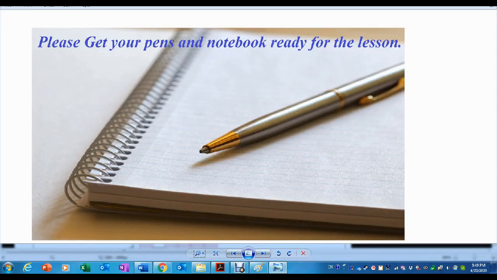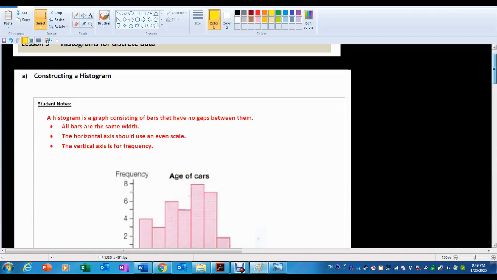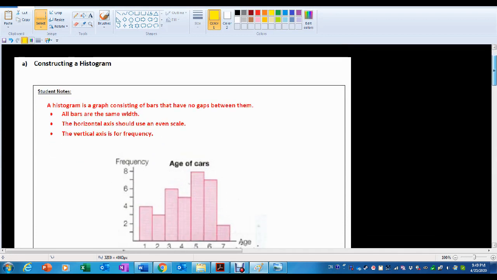Hi guys. This is our lesson 5 of statistics and probability. In the last lesson, we learned how to put data into a frequency distribution table. This time, we're going to see how we can display data in a histogram.